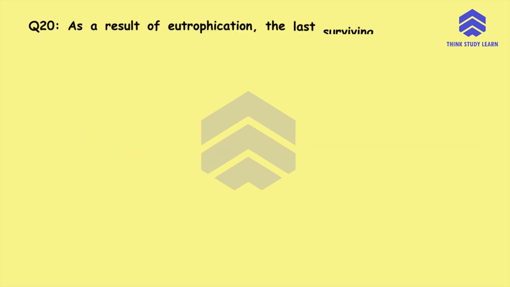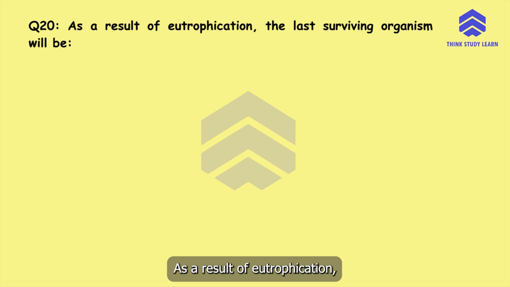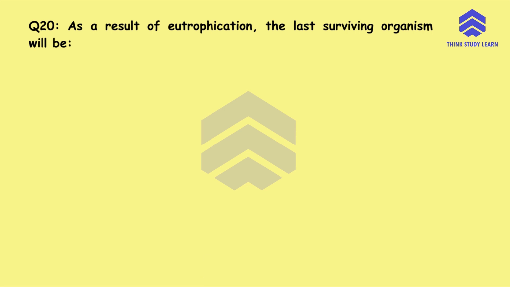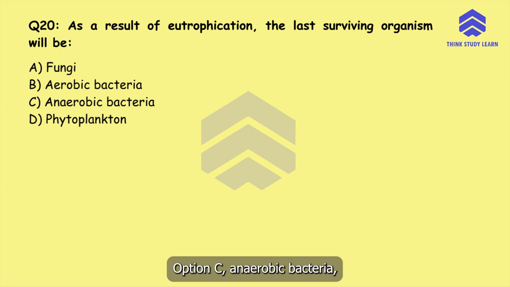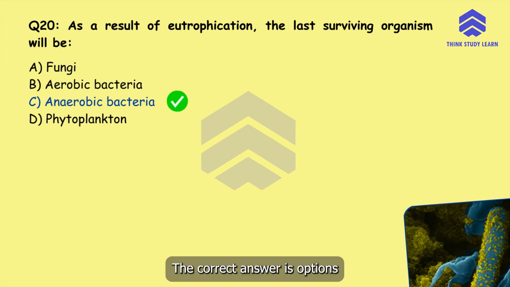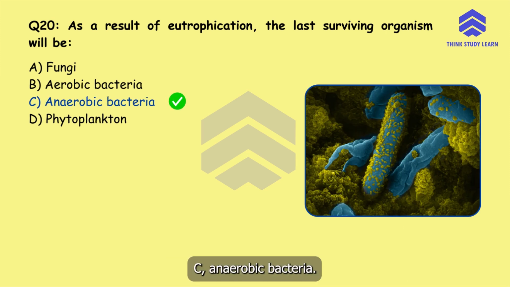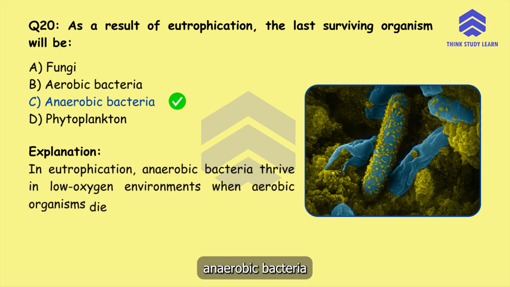Question number 20. As a result of eutrophication, the last surviving organism will be option A, fungi, option B, aerobic bacteria, option C, anaerobic bacteria, or option D, phytoplankton. The correct answer is option C, anaerobic bacteria. In eutrophication, anaerobic bacteria thrive in low oxygen environments where aerobic organisms die off.